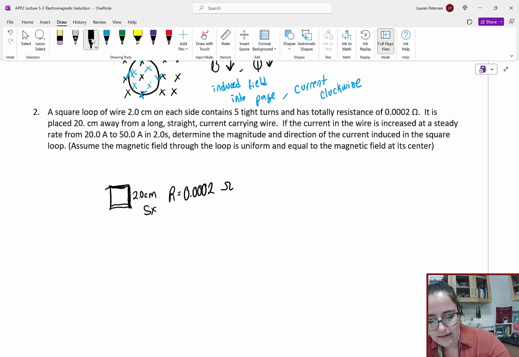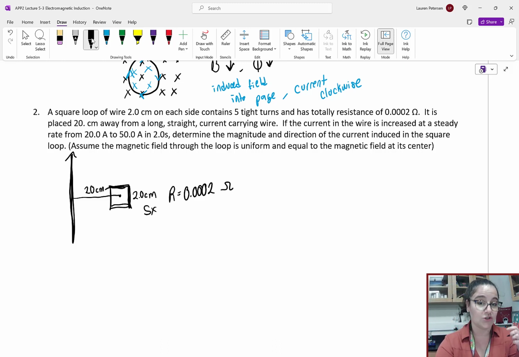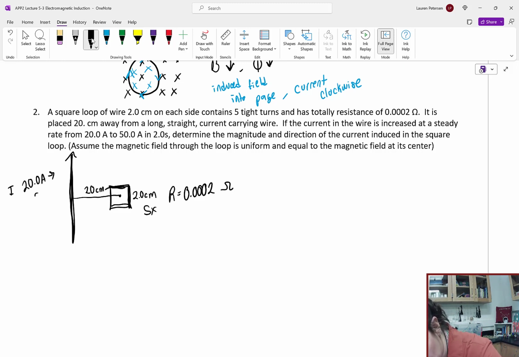It is placed 20 centimeters away from a long straight current carrying wire. So we got that. That is 20 centimeters, not to be confused with the 2 centimeters. If the current in the wire is increased at a steady rate from 20 amps to 50 amps in 2 seconds, so the current is going from 20.0 amps to 50.0 amps in a time of 2.0 seconds. Determine the magnitude and direction of the current induced in the square loop.